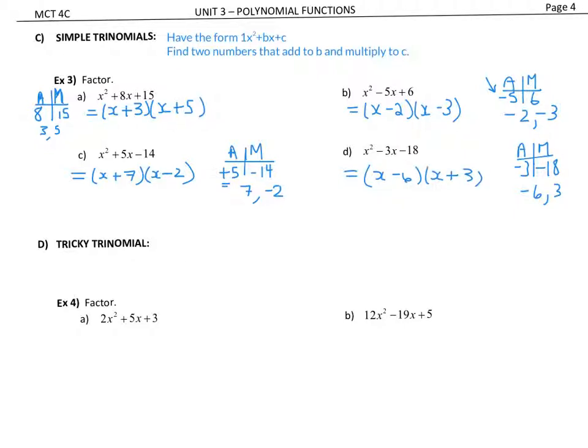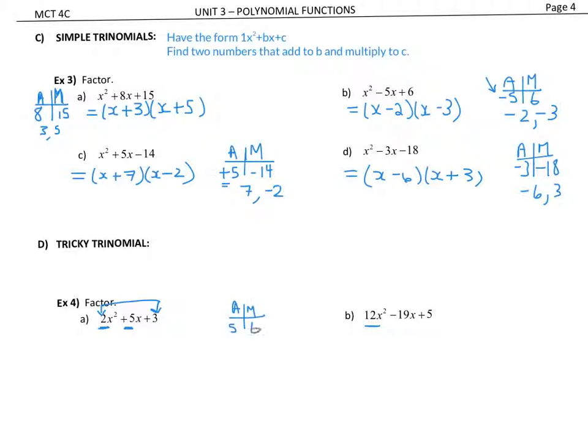Okay, again, this only works because they're simple trinomials. When we get to the tricky ones where we don't have a 1 in front of the x squared, like in example 4 here, then we have to do a little bit more work with those ones. The process of finding two numbers that add will still be adding to the b term. So for part A here, it's going to add to positive 5, but it multiplies to the product of a times c. So I'm looking for two numbers that are going to add to 5 and multiply to positive 6. And then we do something called decomposition.